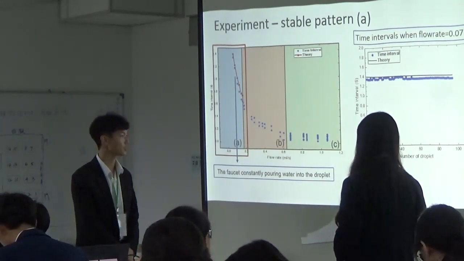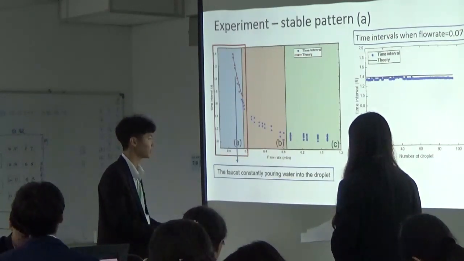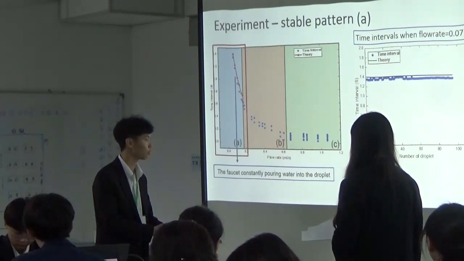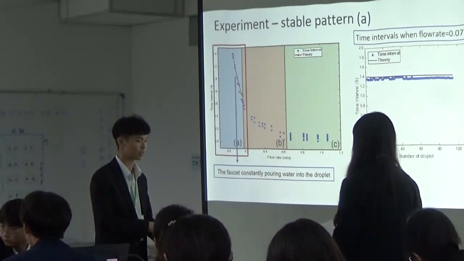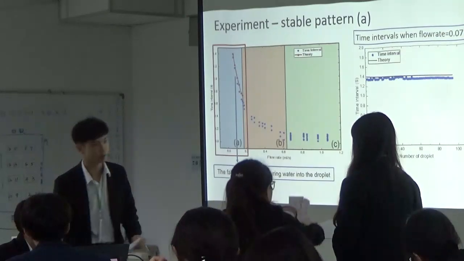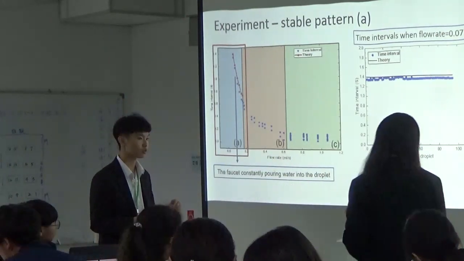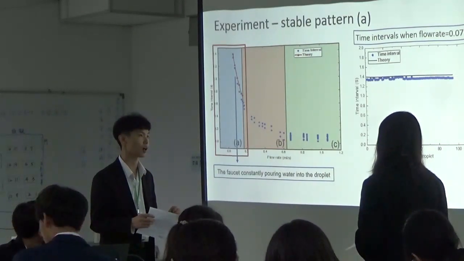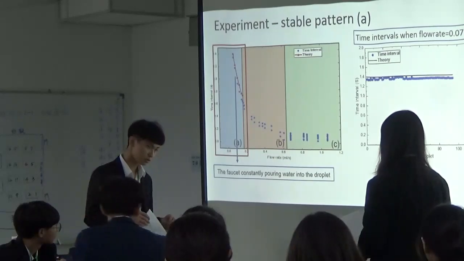Yes. Because if the flow rate is higher, the water will pour very quickly, and the droplets will form very quickly. So it will form very little droplets to get the surface energy short. So that's energy short. Yes.